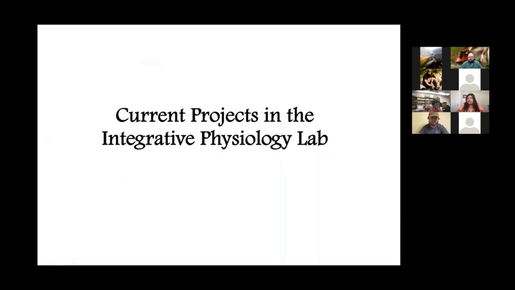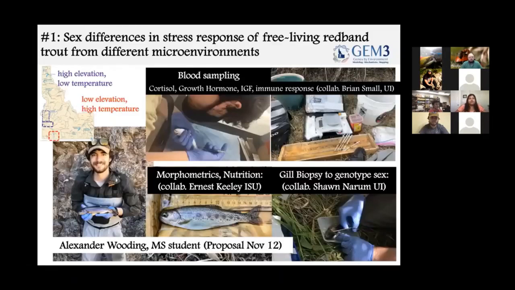So now that I'm about halfway through, I'll talk about the current projects in my lab. The first one is Alexander Wooding. He is about to defend his proposal next month, so stay tuned for that. His project is part of a bigger project, GEM3. He's been looking at sex differences in the stress response of free-living redband trout collected from different microenvironments, from high elevation, low temperature areas and low elevation, high temperature areas.